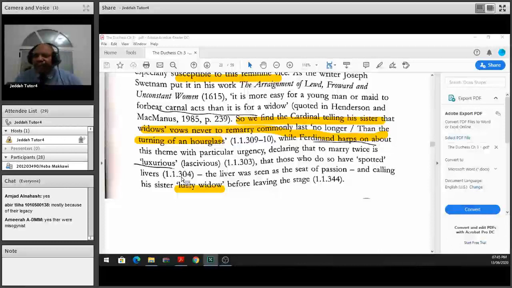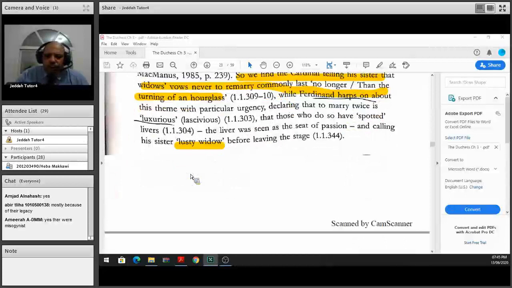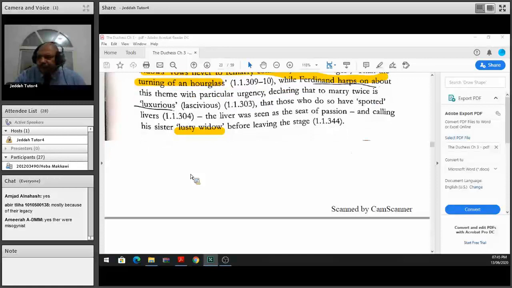I mean, it means that their vows just disappear after a few hours of making those promises and those vows. And even Ferdinand, at one point, refers to his sister, and when he talks to her, he says, lusty widow. And of course, you know what lusty means. Very demeaning and very degrading.